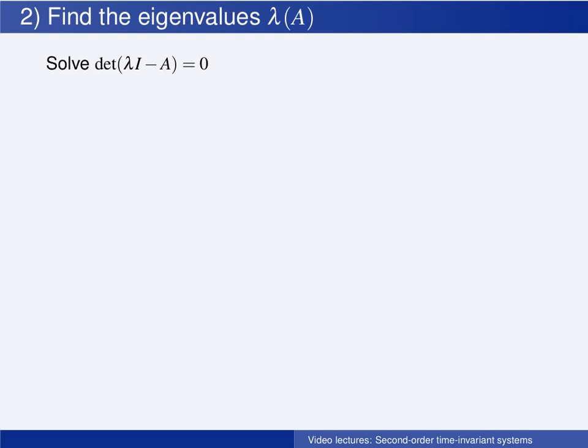The second step in doing a local analysis is to find the eigenvalues of the system matrix A. This you know well from previous courses on linear systems. You simply solve this equation here for lambda. And since it's a second order system, you will find two eigenvalues.